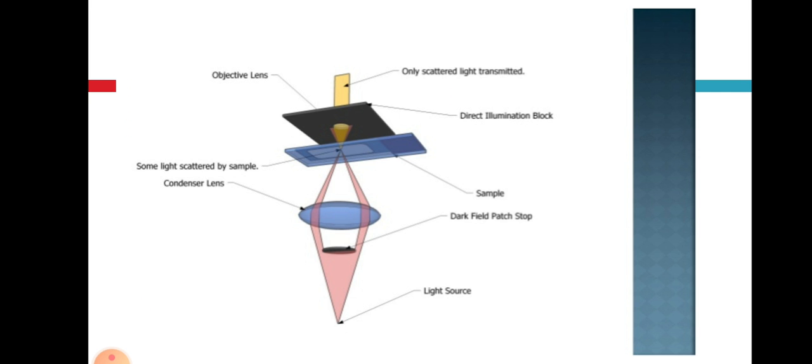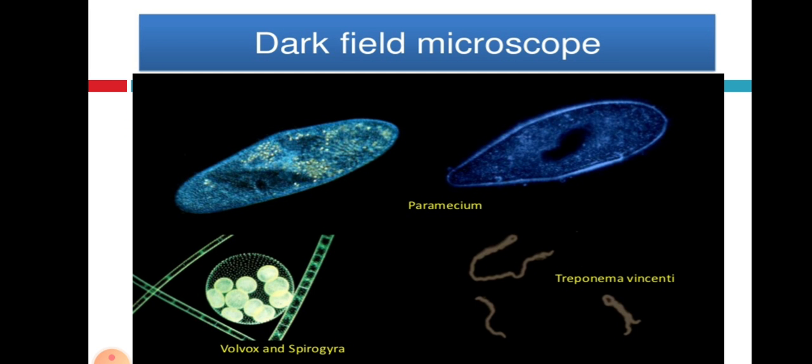This is a picture of a dark field microscope. We can see the objective lens, and only scattered light is being transmitted while the direct illumination is blocked. Some light is scattered by the sample. This is the condenser lens, below it the light source, and we can see it is forming a cone. That is the speciality of this dark field microscope. These are some pictures seen in dark field microscope, like paramecium, volvox and spirogyra, and on the other side we can see Treponema vincentii.